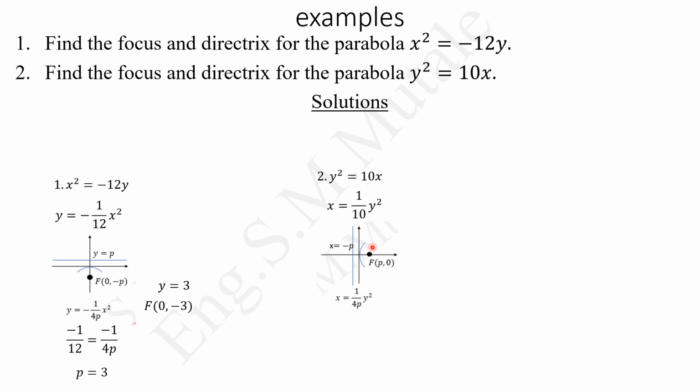From here, you just need to find p, and it will be very easy to find the directrix as well as the focus. You just equate 1 over 4p to this coefficient. Making p the subject of the formula, you have p equals 2.5. From there, you can easily find the directrix. The directrix will be x equals negative 2.5, and the focus will be (2.5, 0).